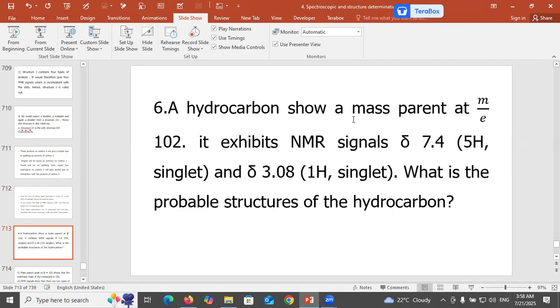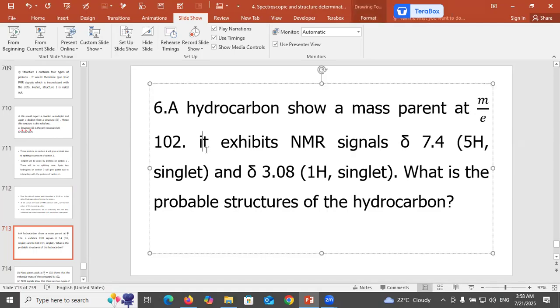A hydrocarbon shows a mass parent peak at m/e 102. It exhibits NMR signals: delta 7.4, 5 hydrogen singlet, and delta 3.08, 1 hydrogen singlet. What is the probable structure of the hydrocarbon?